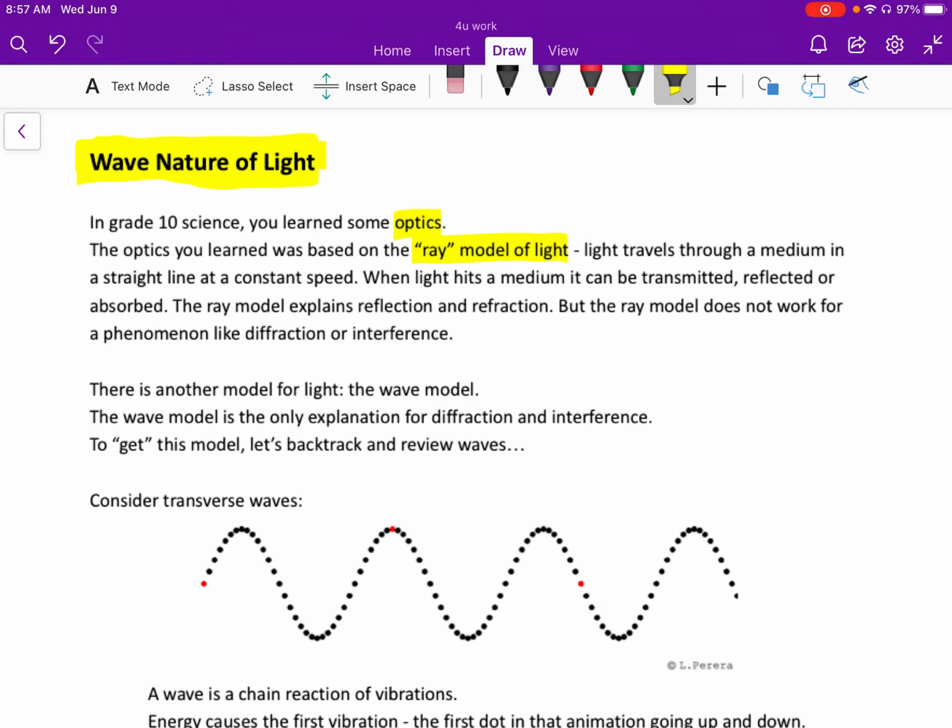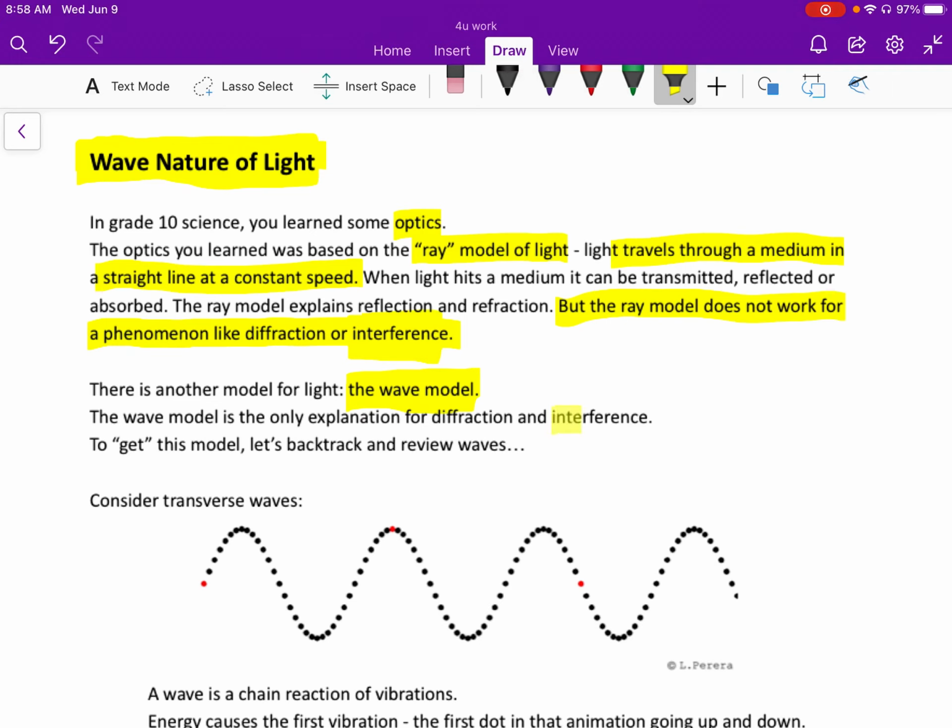It does a great job explaining reflection, transmission, absorption, so lenses, mirrors, colors. Basically, all it says is that light travels through a medium in a straight line at a constant speed. The ray model doesn't work for other stuff, though. The ray model doesn't explain what we're going to talk about quite a bit this quadmester, and that's the interference of light. So we got to bump up, we got to use a more complicated model, and the model we're going to use, sorry, is called the wave model.